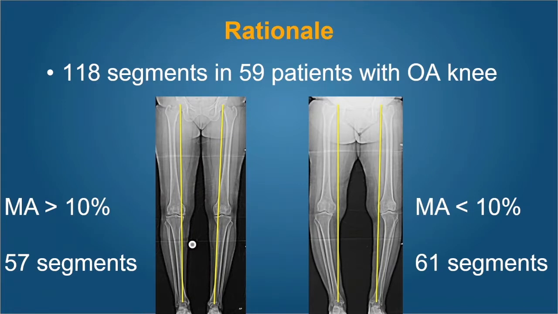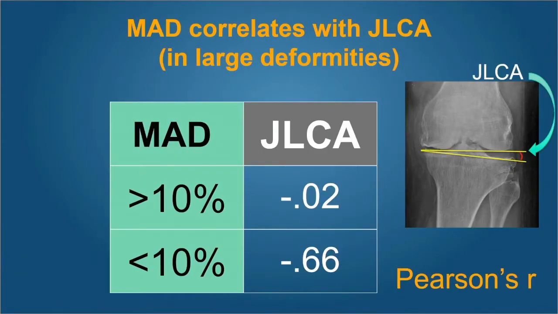And another group of 61 where the mechanical axis was less than 10% of the joint width. So it just so happened coincidentally. And what we found that percentage mechanical axis deviation correlated with JLCA in the large deformities. So more than 10% is a smaller deformity, but the correlation, this is the Pearson's R, is less. But for the larger deformities, which is denoted by the less than 10% sign, the Pearson's R is minus 0.66, which is a fairly strong correlation.